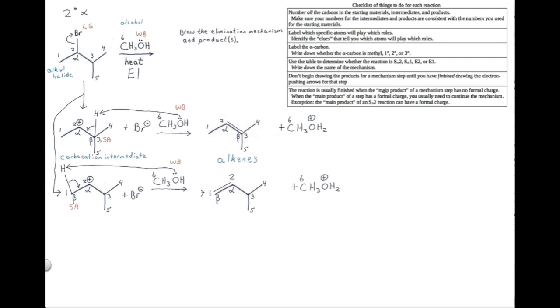And you can check that you're done when your main product has no formal charge. Here we ended up with these two main products with no formal charge, and that was the clue that we were done with our mechanism. SN2 mechanisms, unfortunately, are an exception to that rule. I talked about that in the SN2 series.